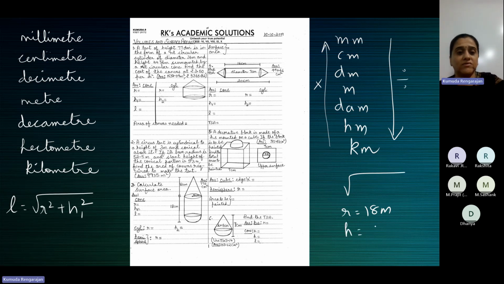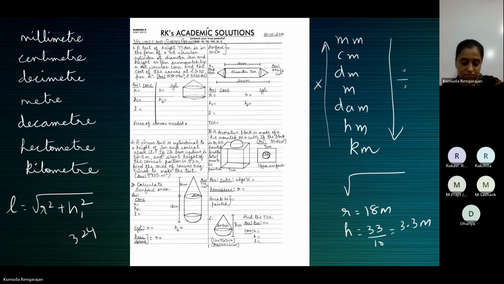Height is equal to 77 minus 44. So 33 decimeter. So decimeter to meter, you need to divide by 10. 3.3. I'm getting 18.3, ma'am. L value. It will be 324 plus 3.3 into 3.3 plus. Yeah, you got 18.3 using a calculator. Yes, ma'am.